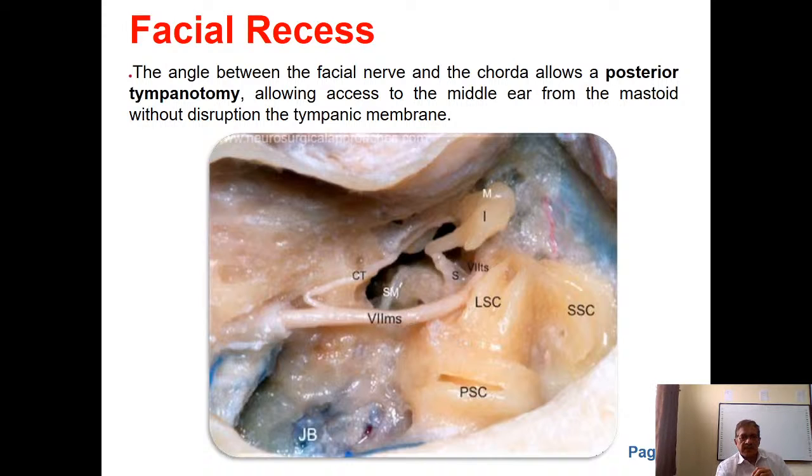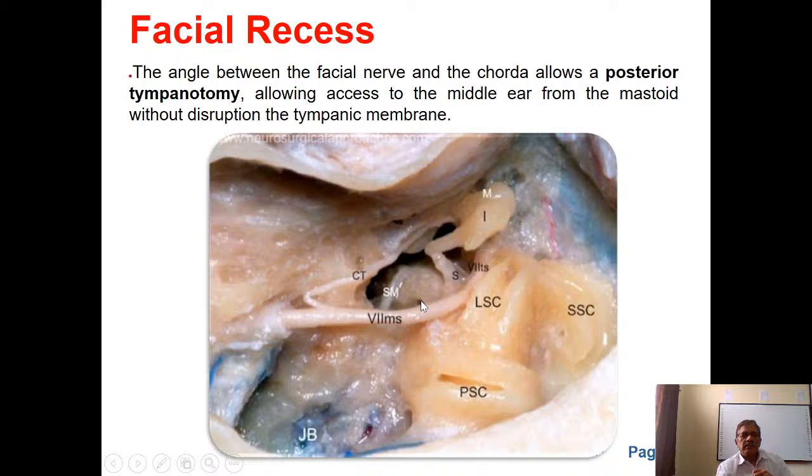Now this is once again in the bone that is shown. So this is the lateral semicircular canal, and just below the lateral semicircular canal is the facial nerve, the horizontal part, and that is the vertical part of the facial nerve. And that is the oval window. That's the footplate of the stapes. That is the incus once again.